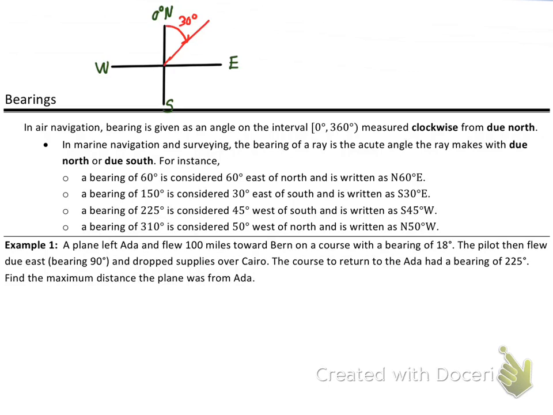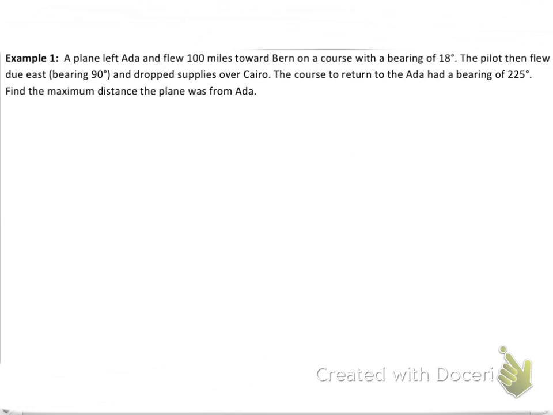So if I was going 90 degrees, which direction would I be going? What would be an easier way to say 90 degrees? I would just be going due east. And a lot of times if you say 90 degrees, usually you just say I'm going east. Okay, so let's use that information.